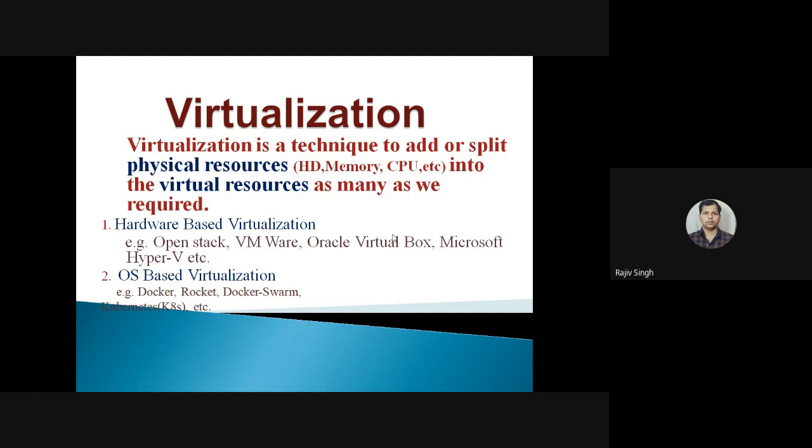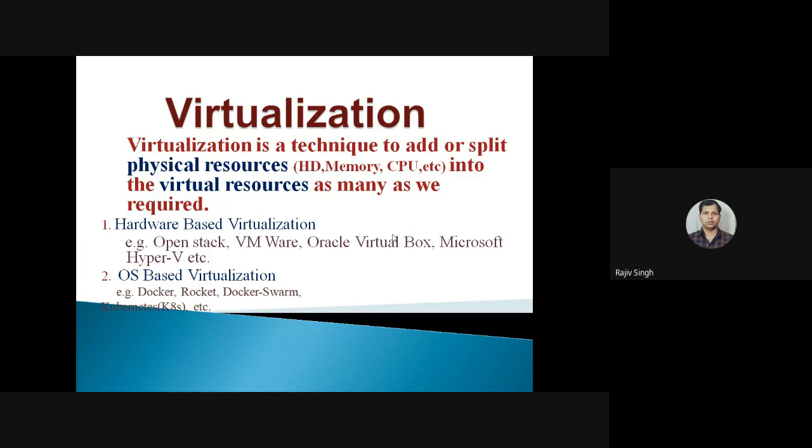And the split of the physical resources is, you all know very well, that you have a large scale of physical machines. We can split them into multiple virtual resources or virtual machines, that is known as virtualization in split. So basically there are two types of virtualization here. The first one is known as hardware-based virtualization, and the second one is operating system-based virtualization, as given in your slide, which is shown in front of you.